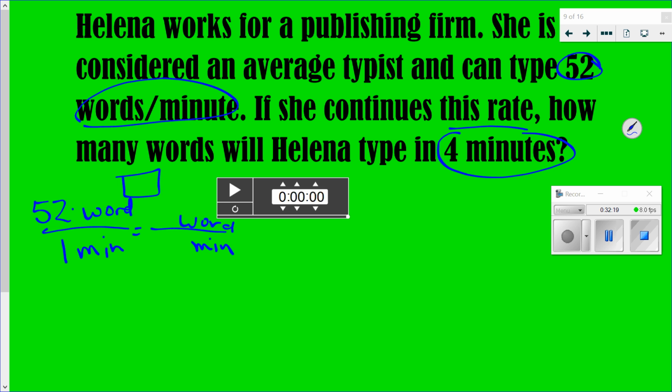4 minutes. So I put the 4 with the minutes. How do I go 1 to 4? Times 4. I do 52 times 4, I get 208. How long did that take me to write down, even with explanations? 7 seconds? 10 seconds, maybe? Again, are we asking you to do a lot?